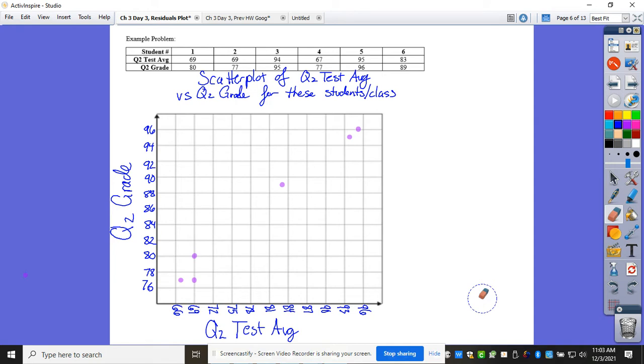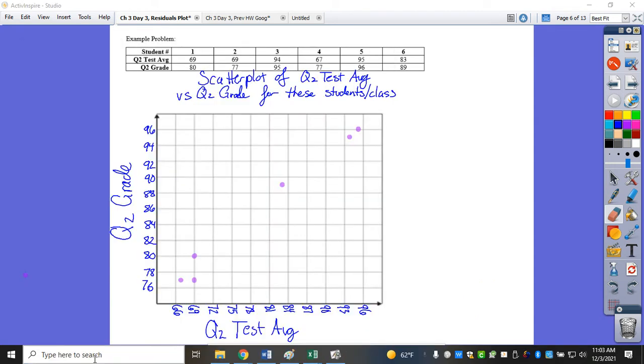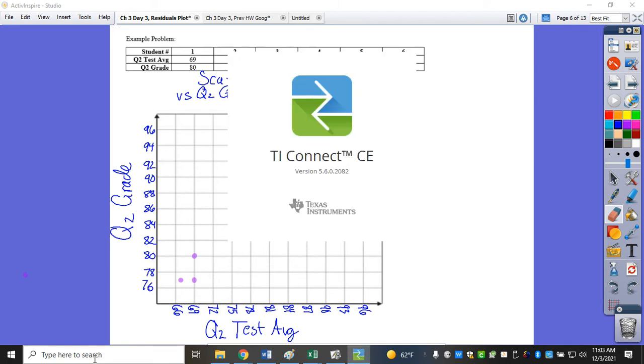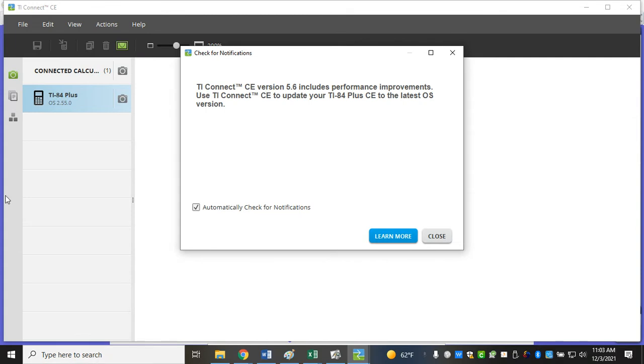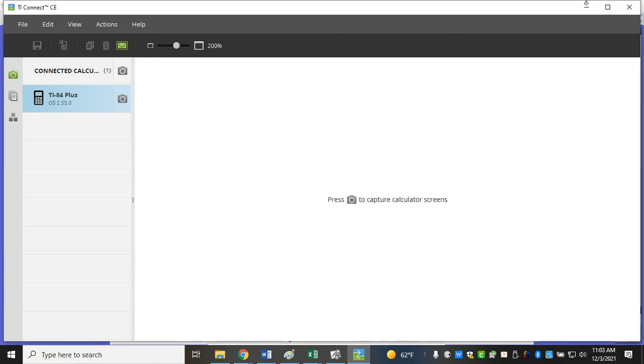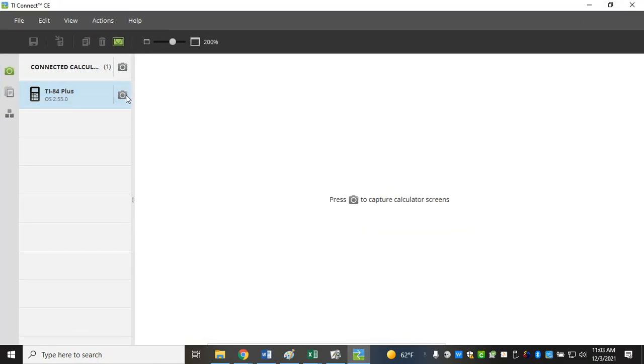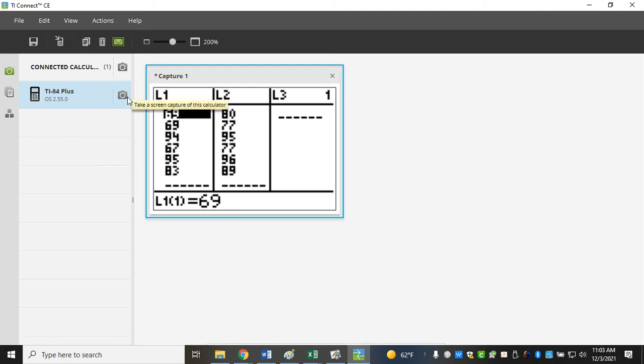So now we are at the point where I want to talk about all the calculator stuff for what we just did and what we're getting ready to do. So your X values are in list 1. Your Y values are in list 2. So yours should look like this. What do we want in list 3? How do we find our predicted?